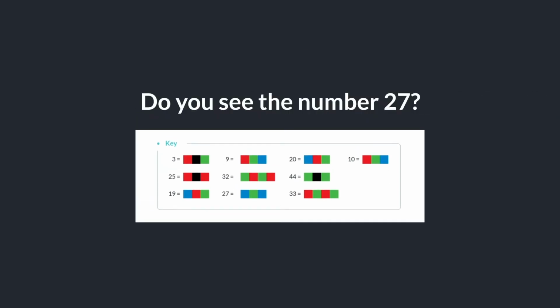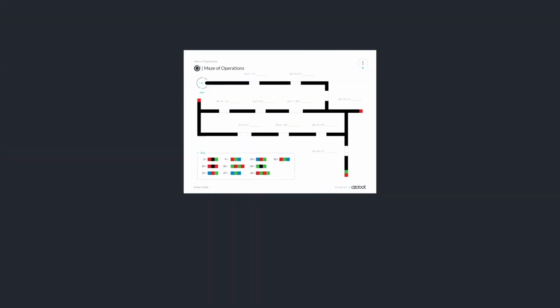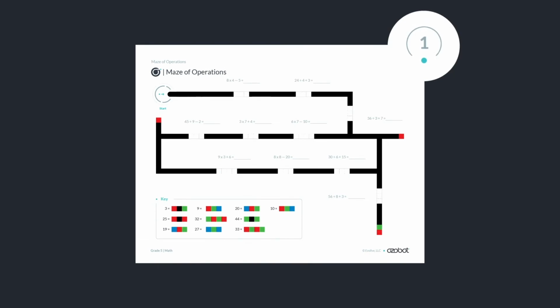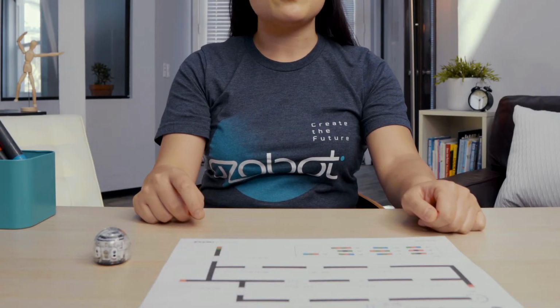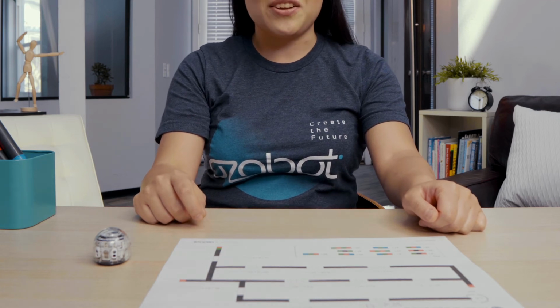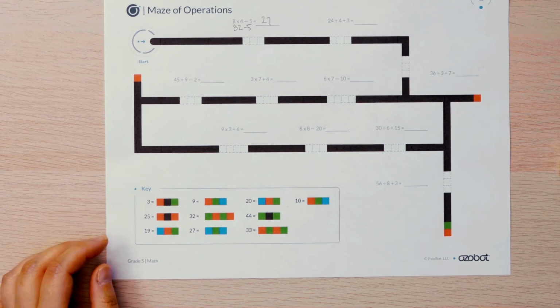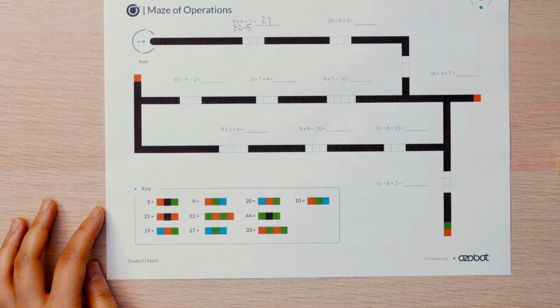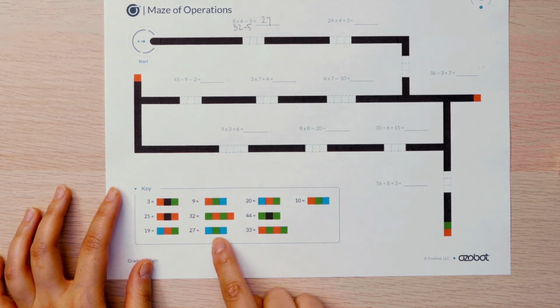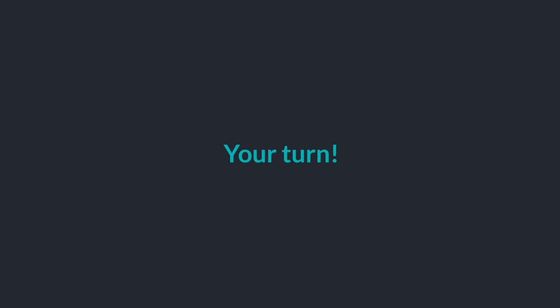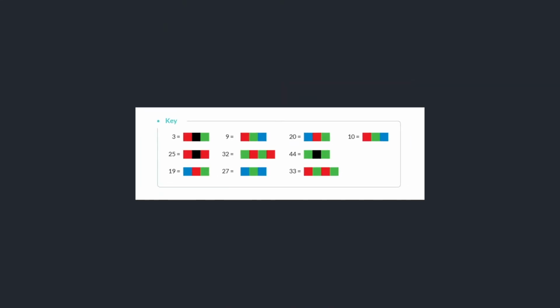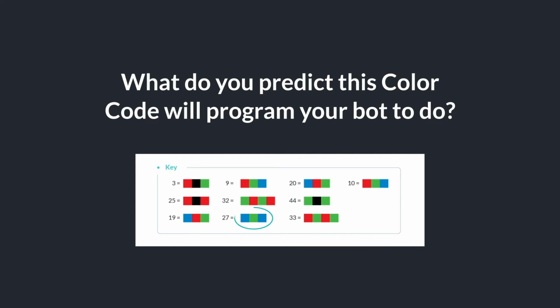A good way to double check your answer is to look at the decoding key. Do you see the number 27? Since you have solved the first equation, it is time to decode the missing color code. As you look at the decoding key, what color sequence does the number 27 give you? That's right, the color sequence is blue, green, blue. What do you predict this color code will program your bot to do?